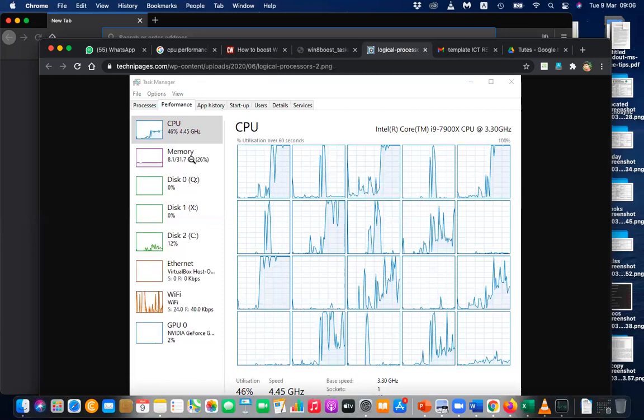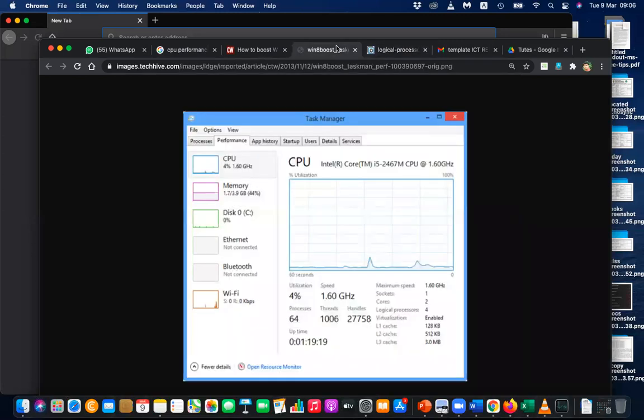Super expensive. Oh my god, look at the speed. So anyway, you can change the graph to logical processors and see the cores separately, right?